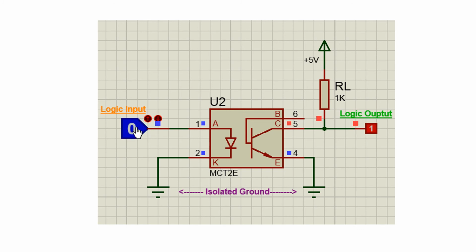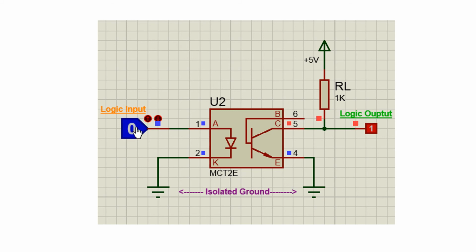Here it shows an example simulation of this MCT2E. This is your IC in which the first and second pins are connected to the LED, and 4, 5, 6 are used for connecting the phototransistor. It has been internally connected. At the first pin we can connect the logical input, and from the fifth pin, the collector pin, we can take the output. To take the output, it is normally connected with a load resistor, which is connected to 5 volt. As it is connected to 5 volt, normally the logical output will be 1 if no input is given.